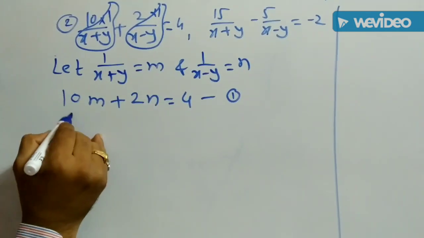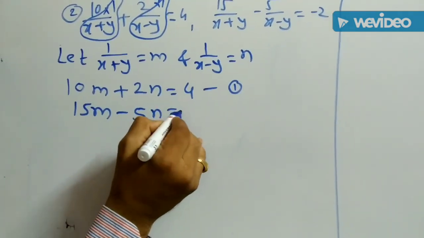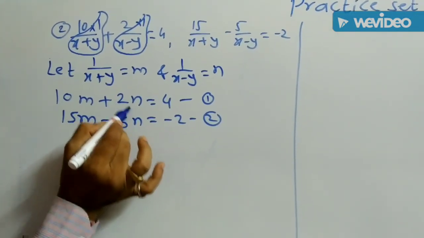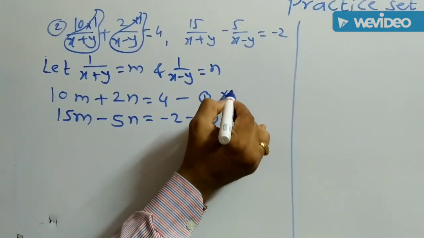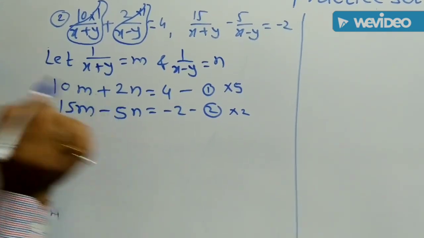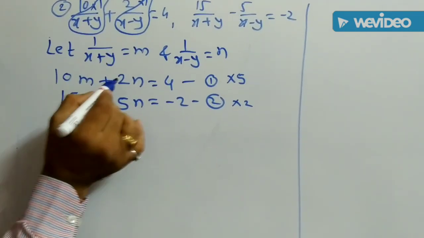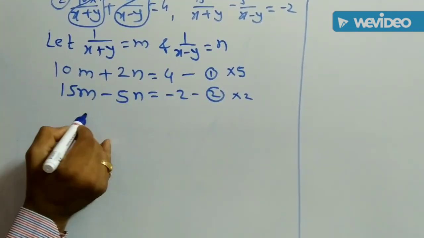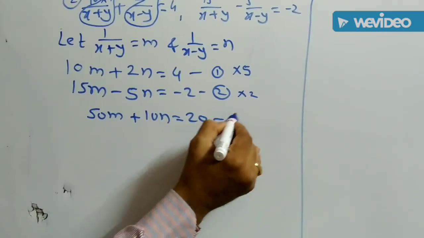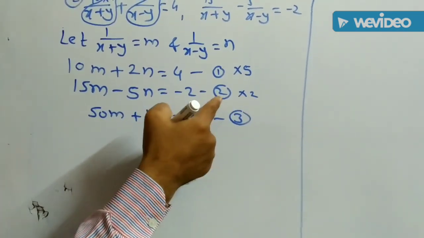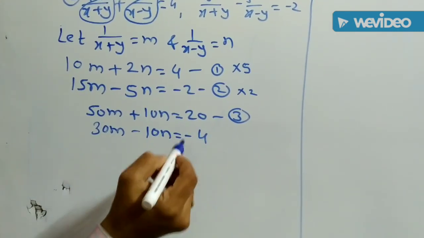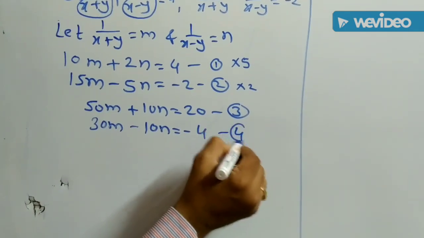Similarly, this equation can be written as 15m minus 5n is equal to minus 2, equation 2. Now we make the same coefficient of n, therefore equation 1 is multiplied by 5 and equation 2 is multiplied by 2, because the LCM of both the numbers is 10. Therefore, multiplying equation 1 by 5, we get 50m plus 10n is equal to 20, equation 3. Multiplying the second equation by 2, we get 30m minus 10n is equal to minus 4, equation number 4.